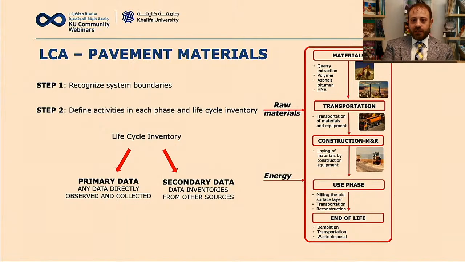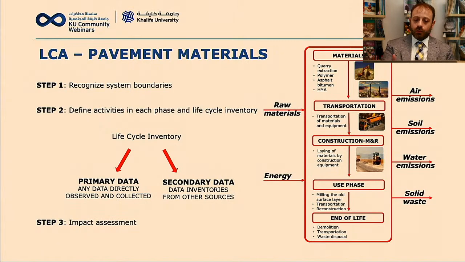So if these primary data are not available, we can use secondary data. There are inventories published online, so we can use these other sources to get information about the consumption of materials and energy and so on in our activities. Then we put all these things together and we calculate the impacts in terms of air emissions, soil emissions, water emissions, and solid waste. So this is more or less the procedure that we are following.